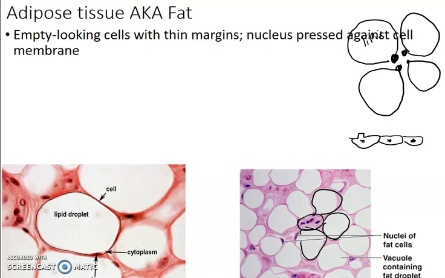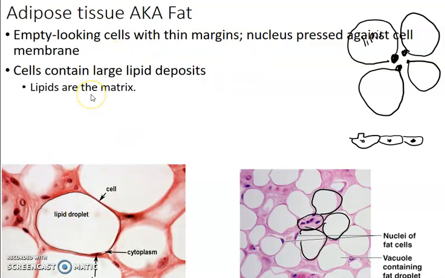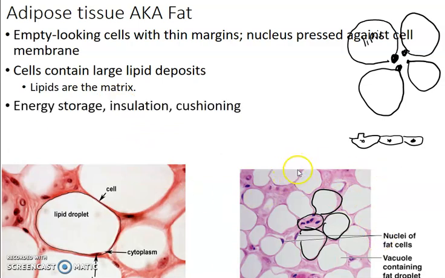So adipose connective tissue is fat. You have empty looking cells. I've actually learned because the lipid is gone when it gets stained. So you have these empty looking cells with thin margins, nucleus pressed against the membrane. It contains large lipid droplets. This is the matrix. So this is actually the bad boy. It's not a carbohydrate or a protein or a salt. That's the matrix. It is fat. So we should throw this one out of connective tissue. It stores energy, insulates, cushions.